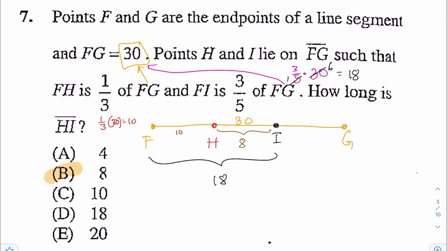Now you can also check your work. I to G will have to be 12 because 12 plus 18 has to be 30. And 10 plus 8 plus 12 is in fact equal to 30. So everything does check out. So the answer is choice B.